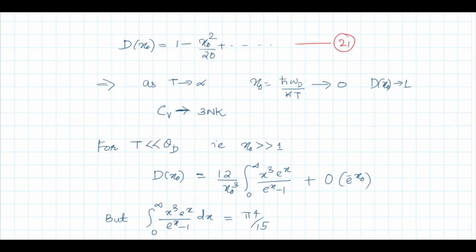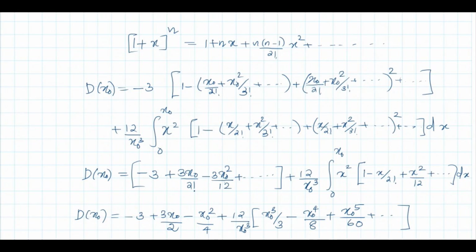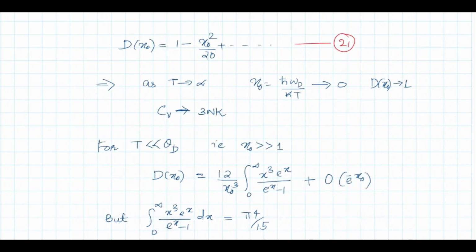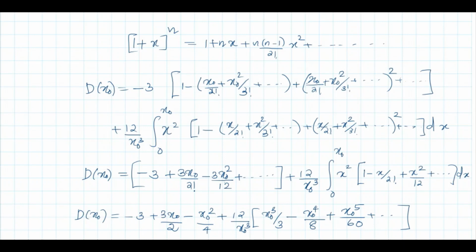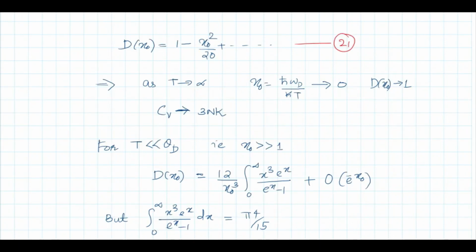So D of x naught is equal to, there is a minus 3 here, and x naught cube and x naught cube will cancel. 12 by 3 becomes 4, plus 4 here minus 3 here. So you will get the first term as 1. Then 3x naught by 2 here. This term will be again minus 3x naught by 2. This x naught cube and x naught raised to 4 will cancel. 12 and 8 will cancel, 3 by 2. So it is minus 3 by 2 x naught. This is plus 3 by 2 x naught. That will cancel. Minus x naught square by 4. And here you will have a plus x naught square divided by 5. That will give minus x naught square by 20 and so on.